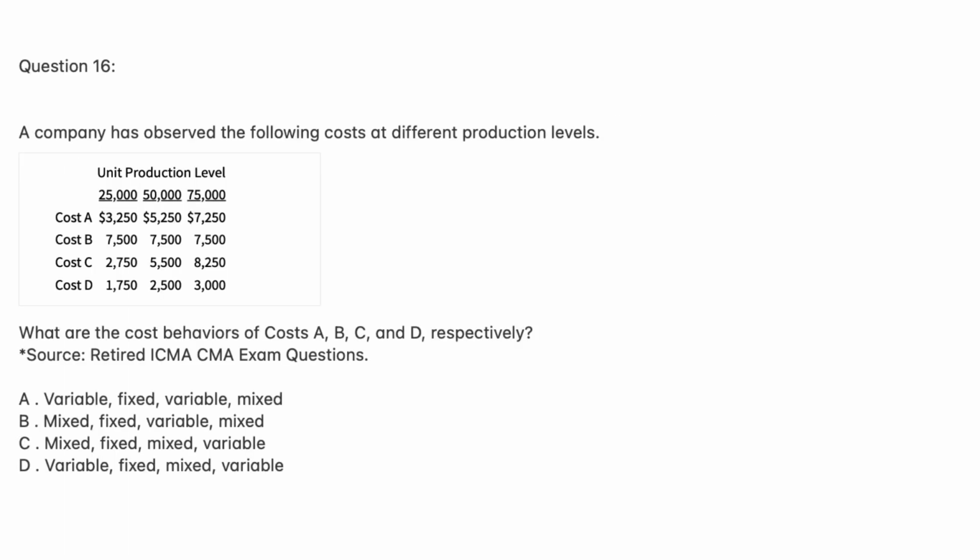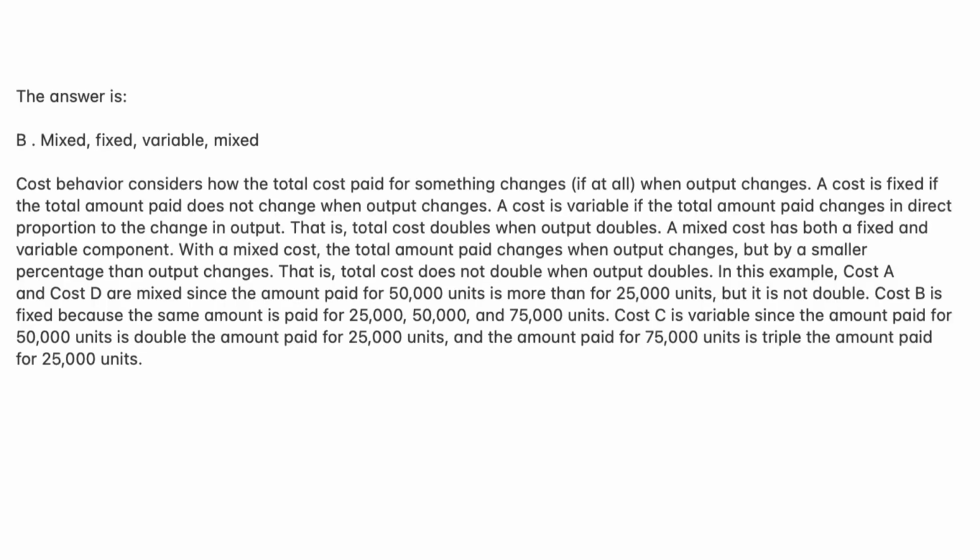Question 16. A company has observed the following costs at different production levels. What are the cost behaviors of costs A, B, C, and D, respectively? Source: retired ICMA CMA exam questions. A. Variable, fixed, variable, mixed. B. Mixed, fixed, variable, mixed. C. Mixed, fixed, mixed, variable. D. Variable, fixed, mixed, variable. The answer is B. Mixed, fixed, variable, mixed.